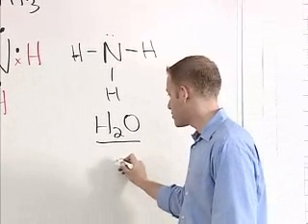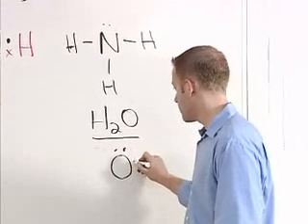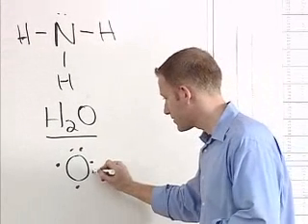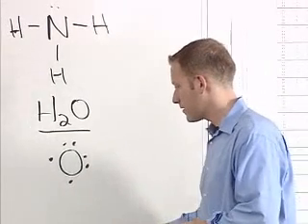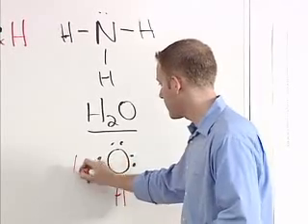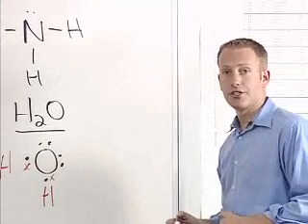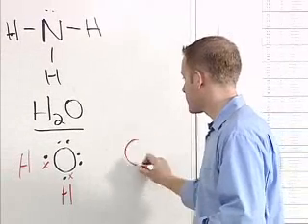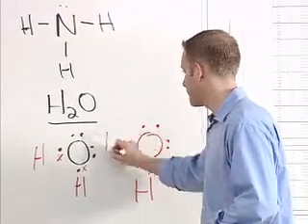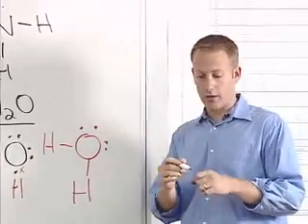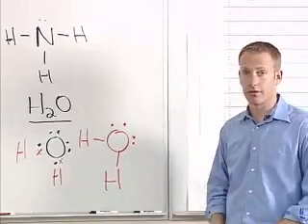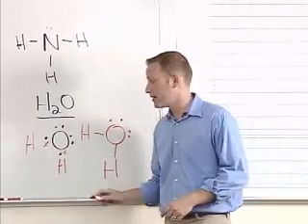H2O, oxygen has 6. 1, 2, 3, 4, 5, 6, sorry. And there's H here, and that's H2O. Again, you could draw it like this. And that's H2O. That's water. Now notice, water is a polar molecule because it's asymmetrical. That will come into play a little later on.